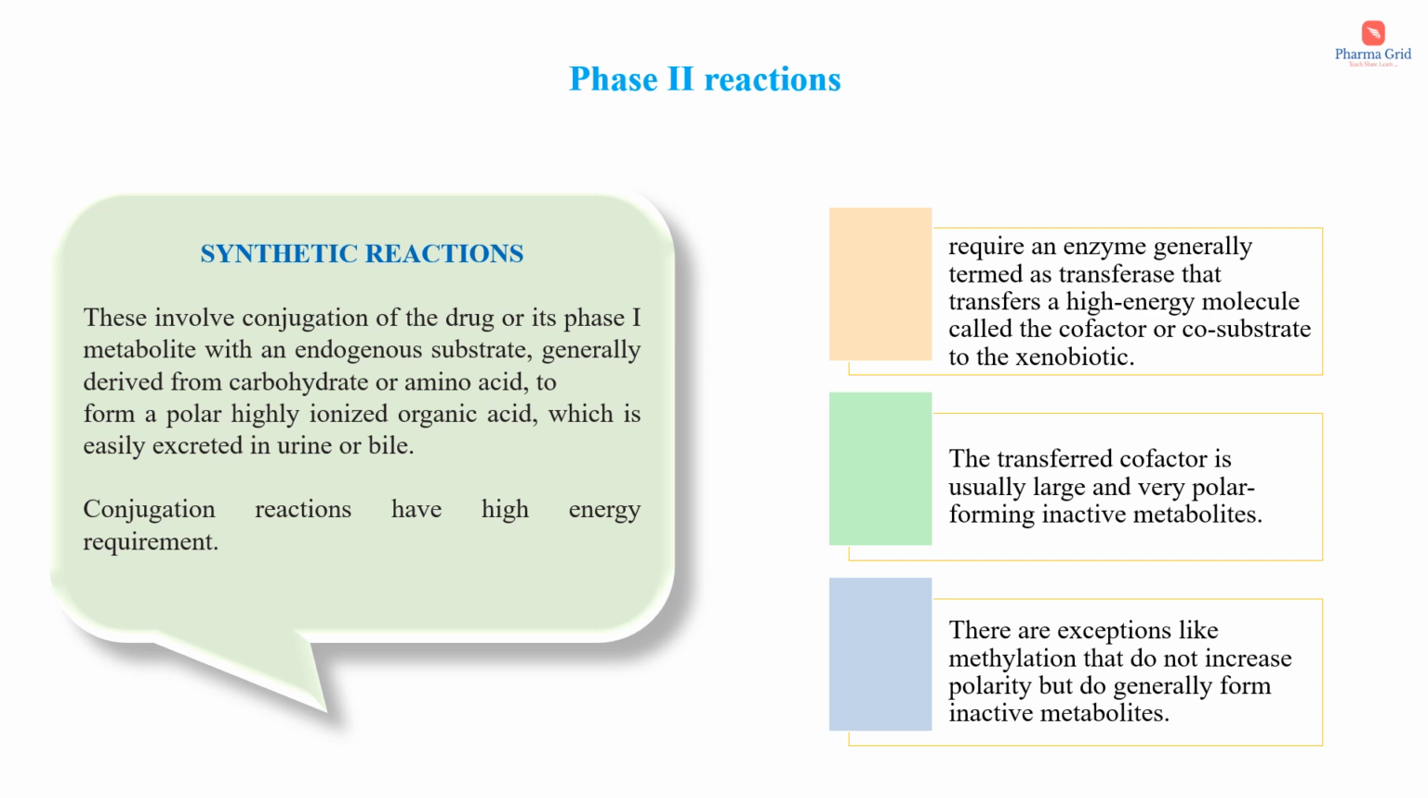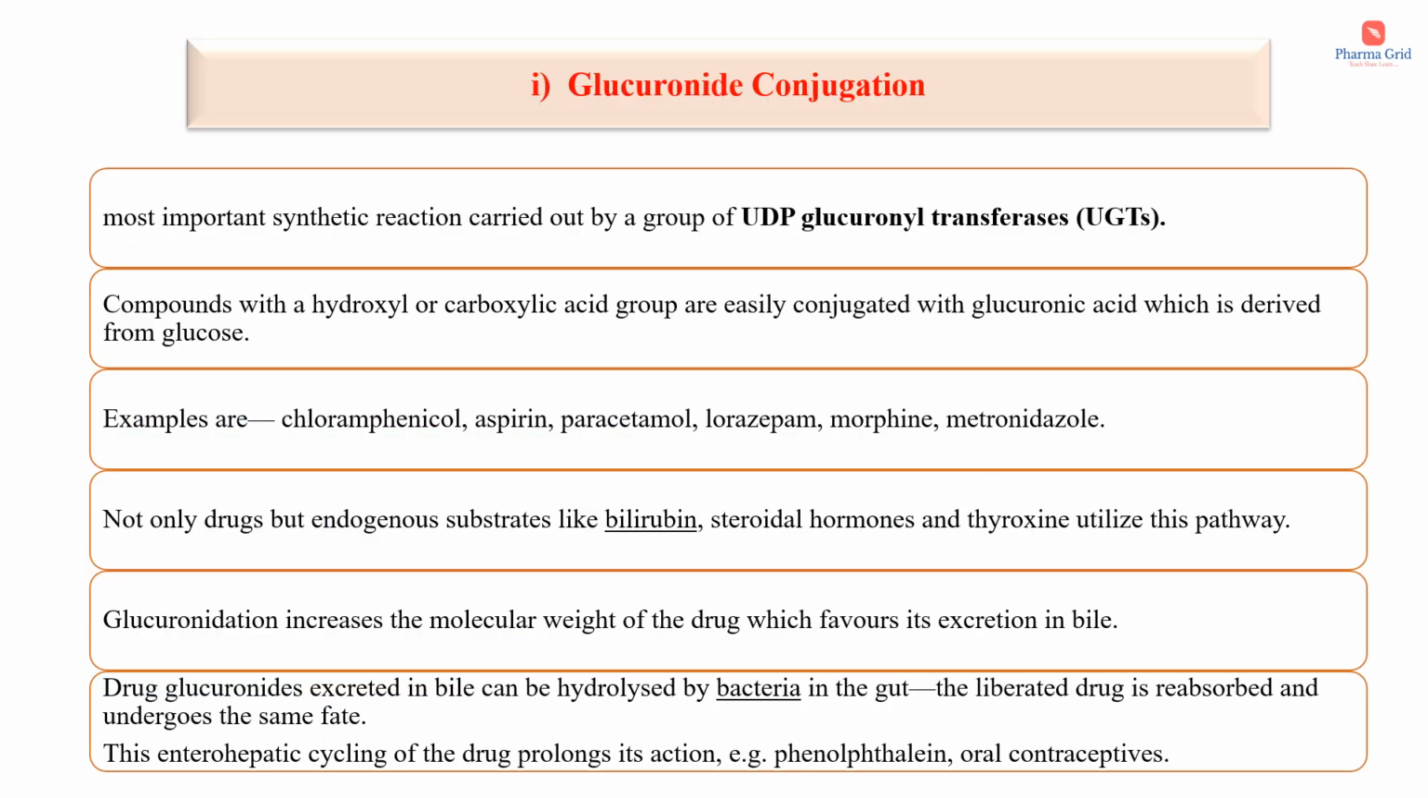So these phase 2 reactions require an enzyme generally termed transferase that transfers a high energy molecule called the cofactor or co-substrate to the xenobiotic. The transferred cofactor is usually large and very polar, forming inactive metabolites. So this is the feature of phase 2 reactions, that the metabolite formed will be inactive. Exception is morphine. There are also exceptions like methylation that do not increase polarity but do generally form inactive metabolites. So we know that phase 2 metabolism is the conjugation of a drug or its phase 1 metabolite with an endogenous conjugating substrate, thereby forming a polar, highly ionized compound which will be excreted in urine or bile.